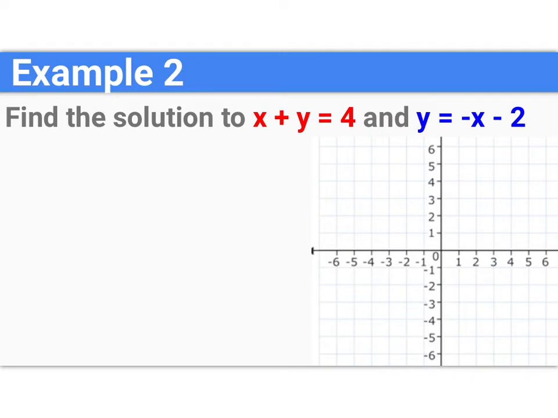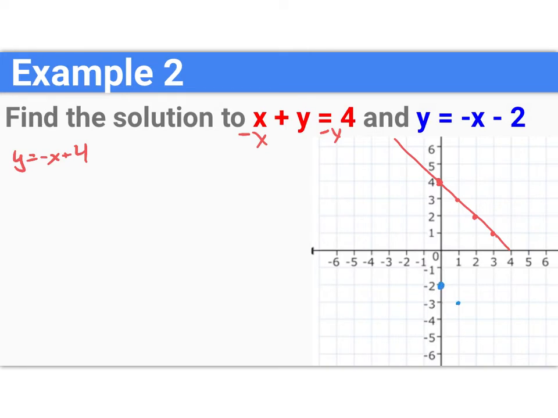Okay. x plus y equals 4 and y equals negative x minus 2. So let's convert this one by subtracting x. y equals negative x plus 4. When x is 0, y is 4. We go down 1 and over 1, down 1 and over 1, down 1 and over 1. So this is our line. y equals negative x minus 2 for the blue line.